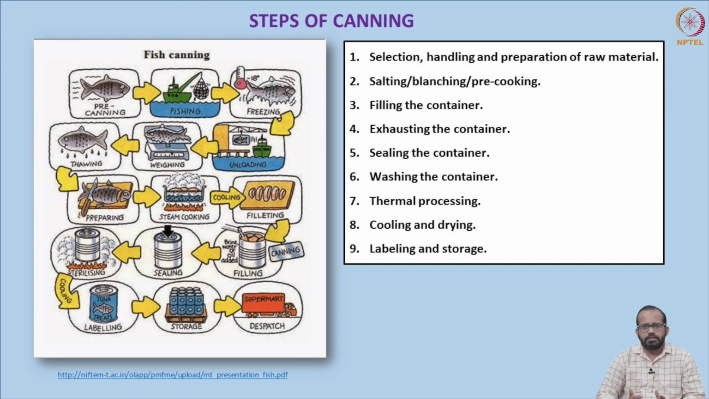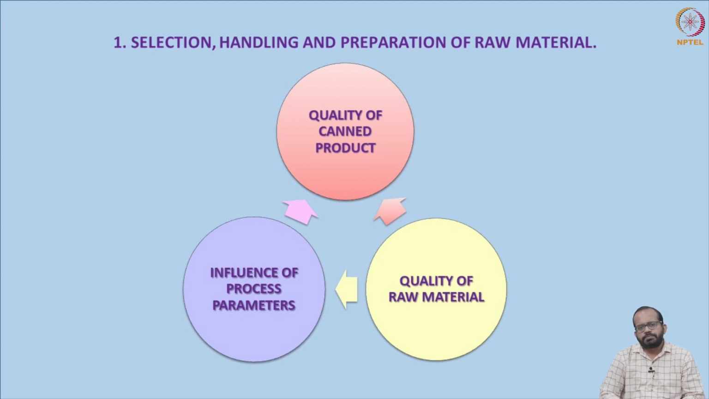So these eight or nine steps or processes are designed for the canning technology, so that at the end of this procedure, if each one of these procedures is completed according to the standard operating procedures designed for this process, finally a safe canned product can be made available for the consumer. The first process in the canning technology is the selection, handling, and preparation of the raw material.